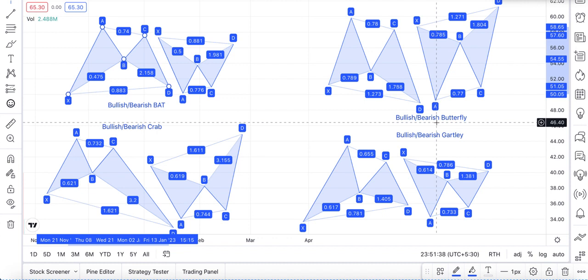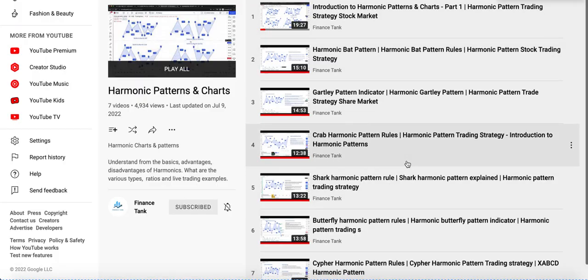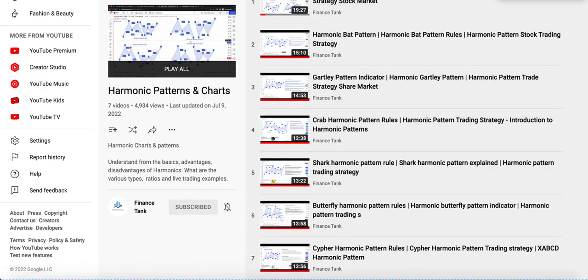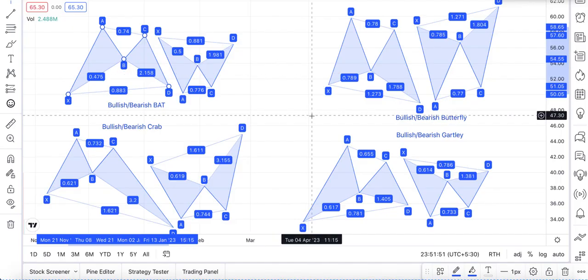So that's it for now. We'll take a pause over here. We'll definitely come back with more on this. We'll go into details of each of these harmonic patterns, and some of these have already been taken care of, in fact, but in Hindi, and now we'll be taking care of that in English.